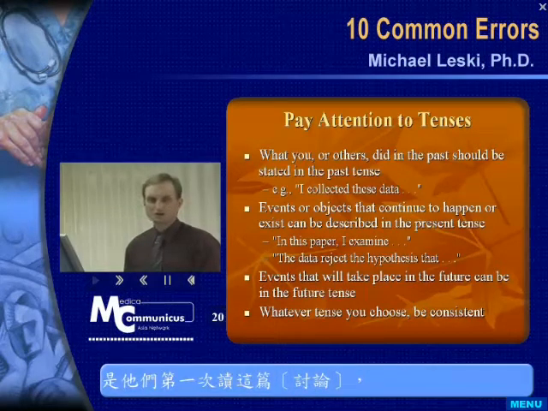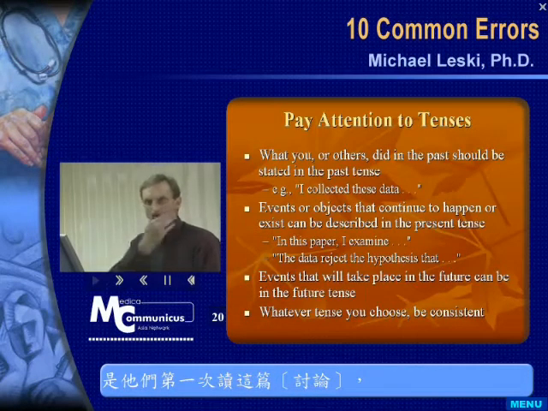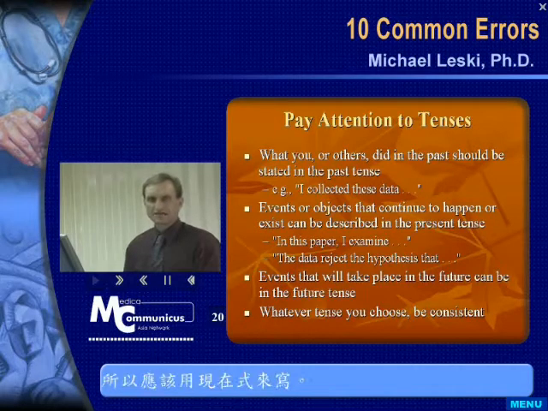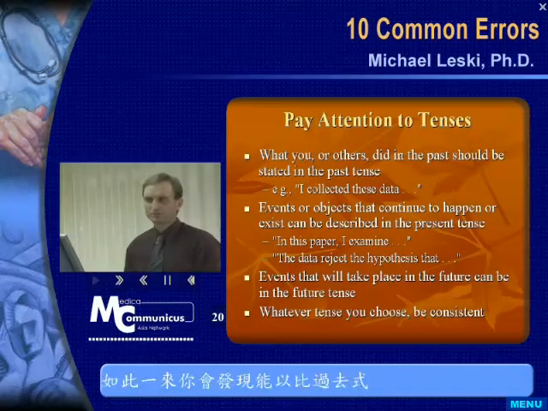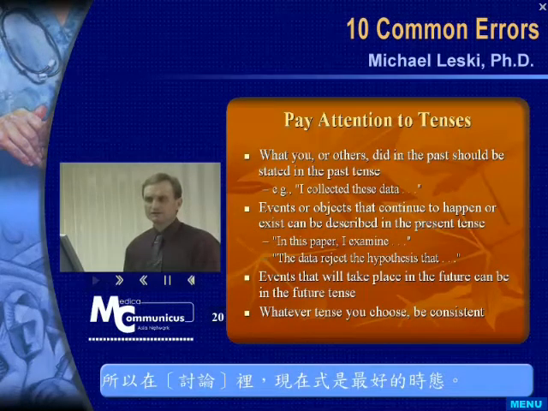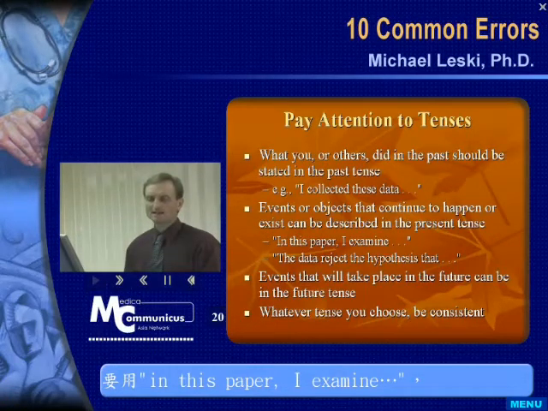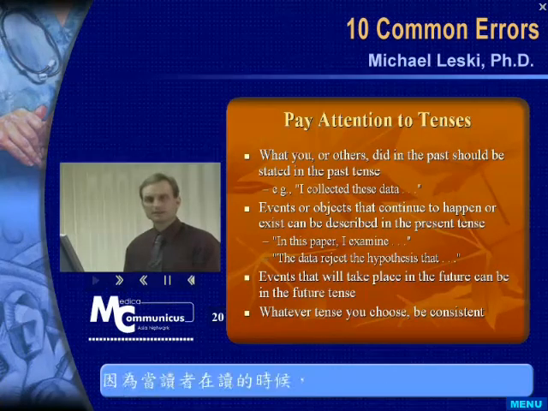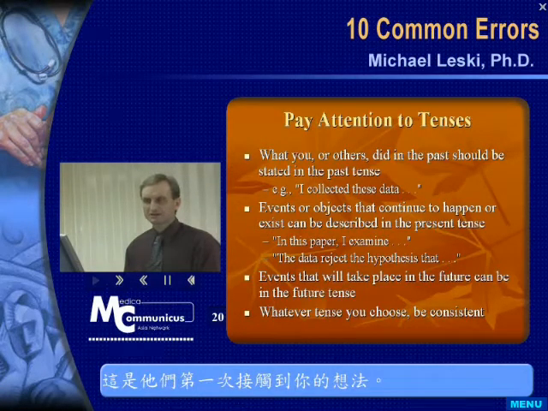When someone reads your discussion section, this is the first time they are reading it, and therefore this is present tense. So you should write in present tense in the discussion section, and you'll find that you will be able to do so in fewer words than if you write in past tense or even future tense or some other tense. So active tense is the best tense to use for the discussion. So you would say, in this paper, I examine, not I examined, because when the reader reads it, they are seeing your thoughts for the first time.